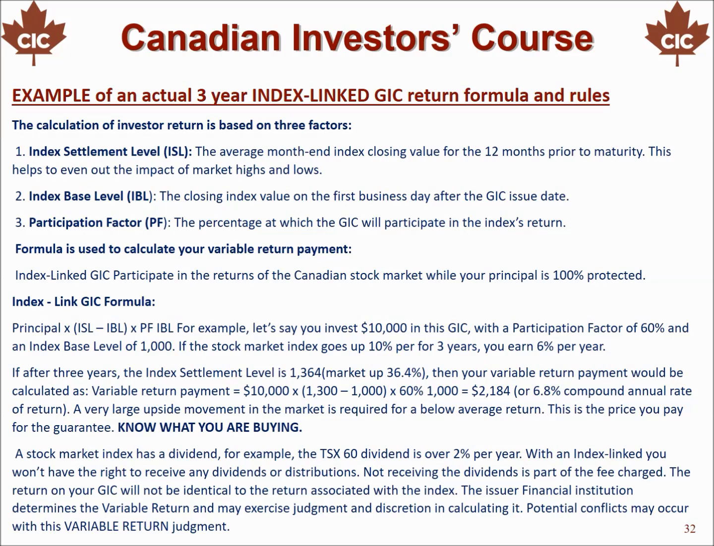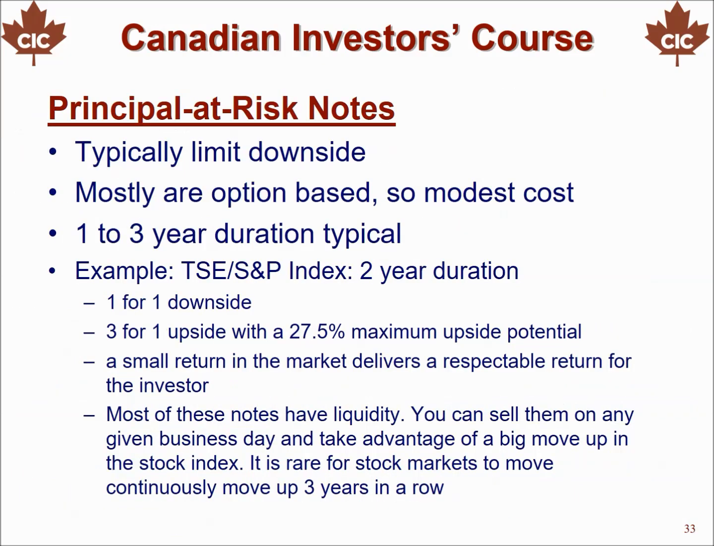Let's look at principal at risk notes now. Typically, the idea here is they limit the downside, but they don't eliminate it. Most are options based, so they're much lower in cost. They typically run 1 to 3 years in duration. You have to hold them for a year. After that, they're open for resale.